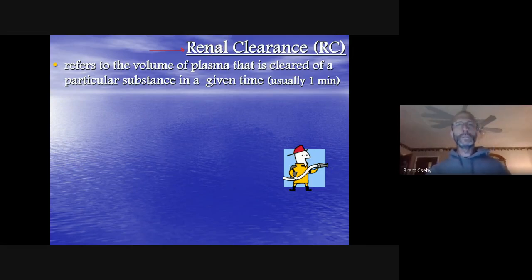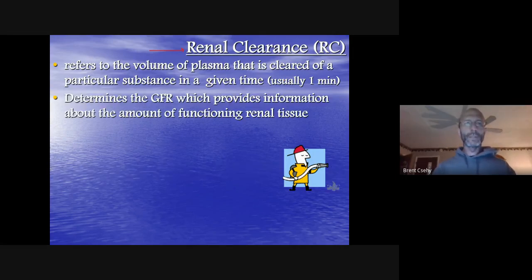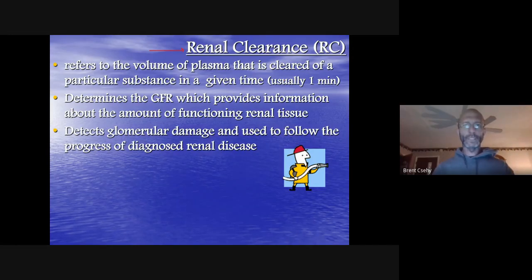So it's called renal clearance, the volume of plasma that's cleared of a particular substance in a given time. So that's what they're doing. They've got all these tests, all these different things they can look for in values, and it should be within a range. And when it's out of this range, then it's usually worth a phone call. Okay, so that's what renal clearance is. It determines the filtration rate, which makes sure that they know that your kidneys are functioning properly, and it can also be used to detect damage.